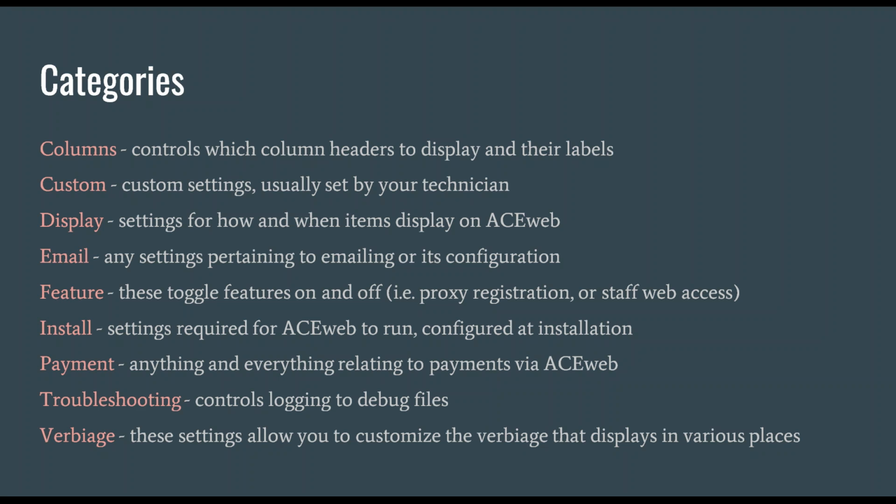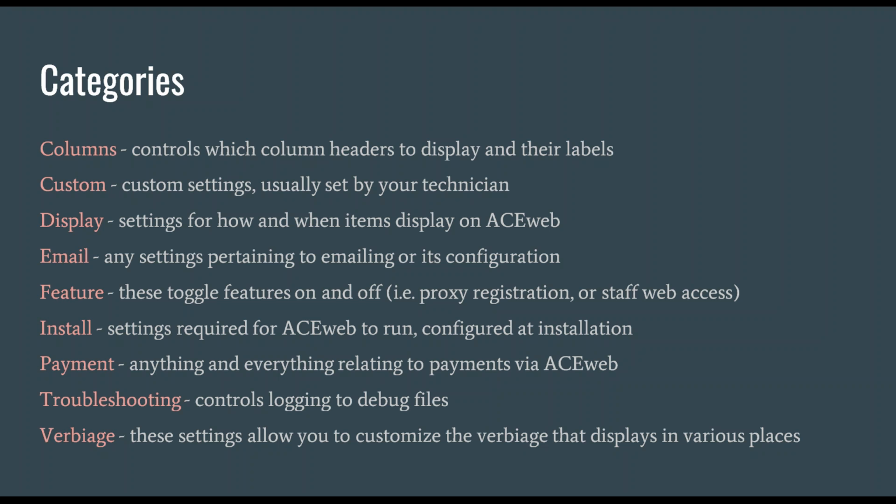Your display settings are anything that control how and when something displays on ACEware. This could be like your default course order. You know, how do you want your courses to be ordered when they click that All Courses link? It could be, like Chuck mentioned, the hide instructor types. This is a setting that is controlling how and when something displays.